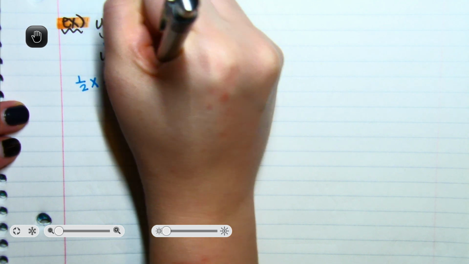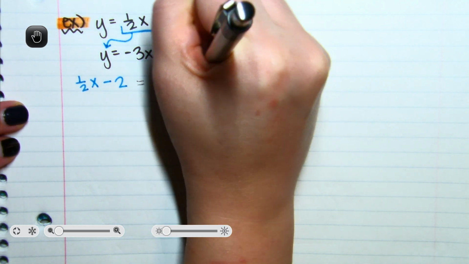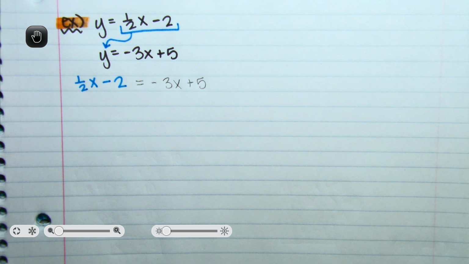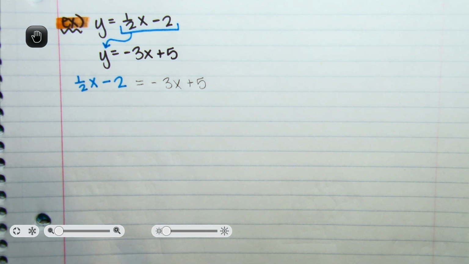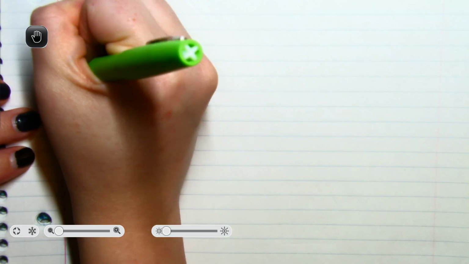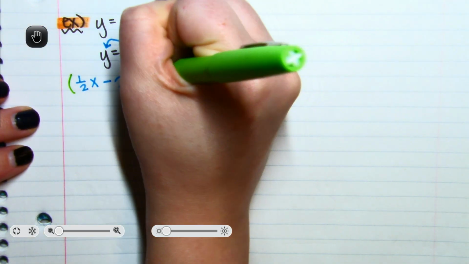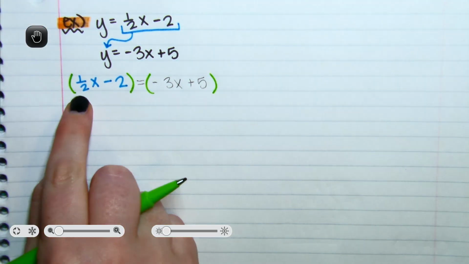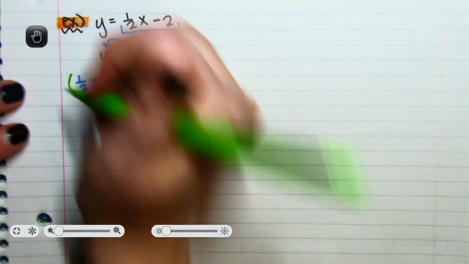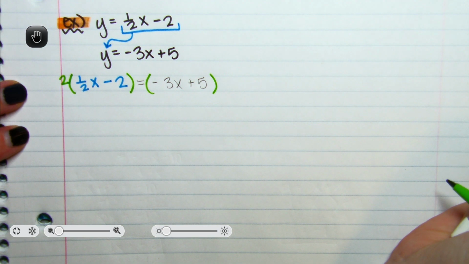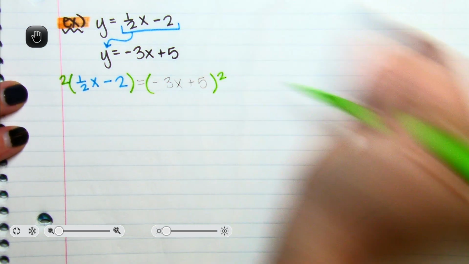equals -3x plus 5. Now, if you wanted to continue solving it and leave the fraction in here, you absolutely can do that. Myself personally, I want to get rid of the fraction just so I don't have to deal with it at all. So what would I multiply 1/2 by to make the fraction go away? Good, you should have said 2. So I'm going to multiply the entire thing by 2, the left side of the equation and the right side of the equation.